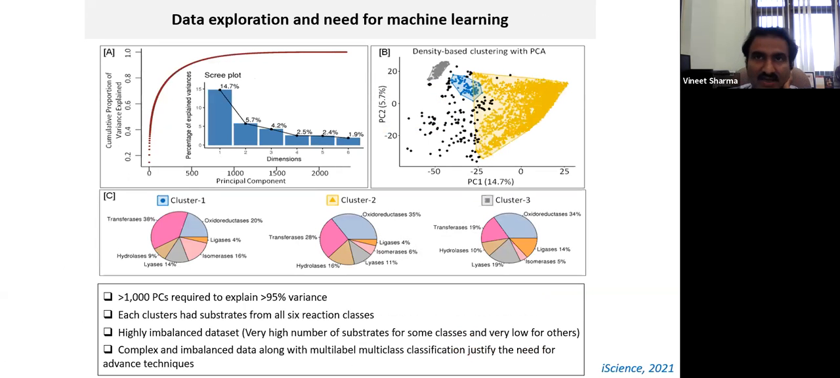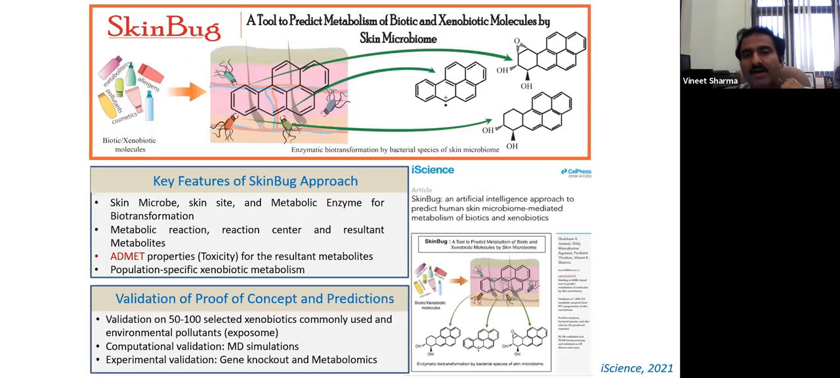Then, by looking at the data and using the normal PCA-based approaches, we showed that this clustering-based approach will not work here because of the complexity of the data, and it does not explain the variability in the data. So this gives more opportunity for machine learning and deep learning methods to address this complicated issue. We developed this tool, Skinbug, which can predict the exact skin microbe, the skin site, the metabolic enzyme, what kind of biotransformation is happening, the metabolic reaction, the reaction center, the resultant metabolites, and the toxicity.